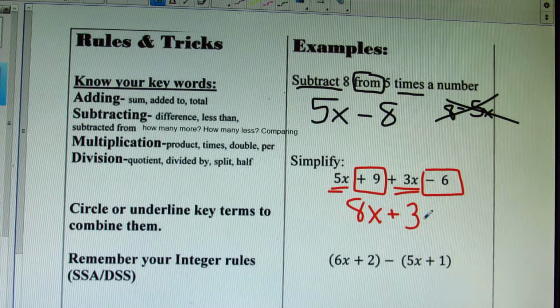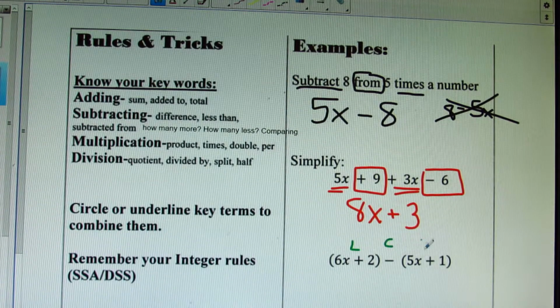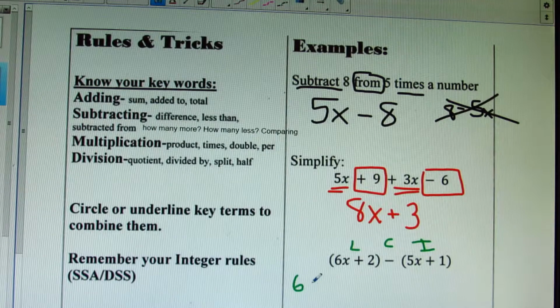8x plus 3. Now, when I'm subtracting, it's a little different. I'm going to use my rule of leave, change, inverse. Anytime I'm subtracting, it's the same thing as adding the inverse. 6x plus 2. Change it to an adding sign. And inverse, that 5x becomes negative 5x. And that plus 1 becomes minus 1.